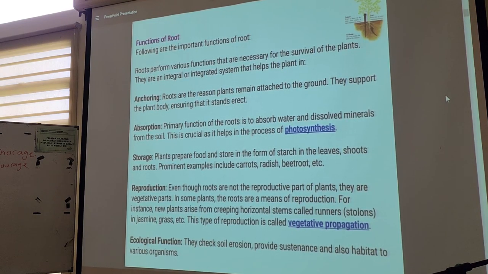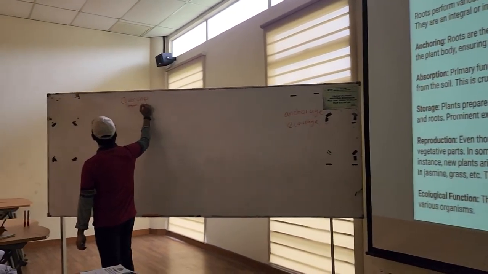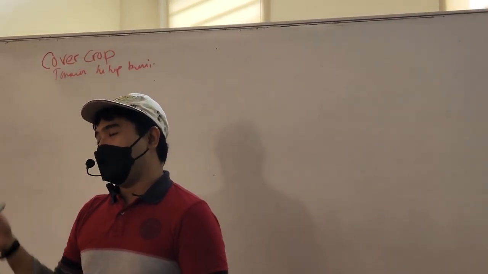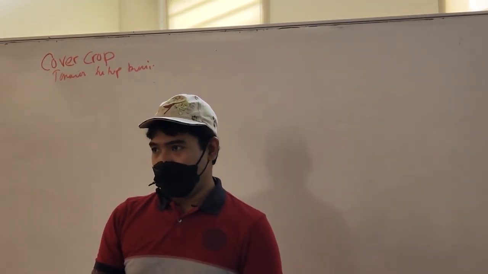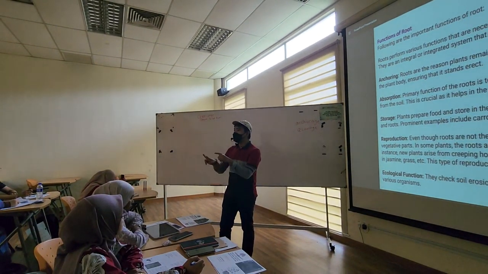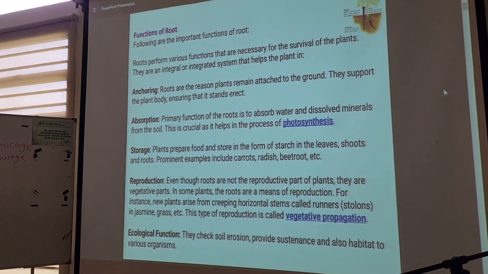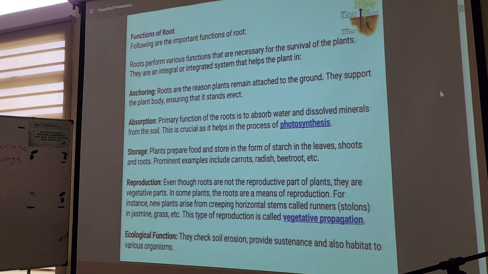So this we call cover crop. Cover crop. What is it in Malay? Tanaman tutup bumi. Okay. If the plants belong to the bean family, the Fabaceae family, it serves two purposes. It covers the land so that it's not bare and naked, which prevents soil erosion. But also, if it's bean, it will provide what? Nitrogen to the ground. Okay?